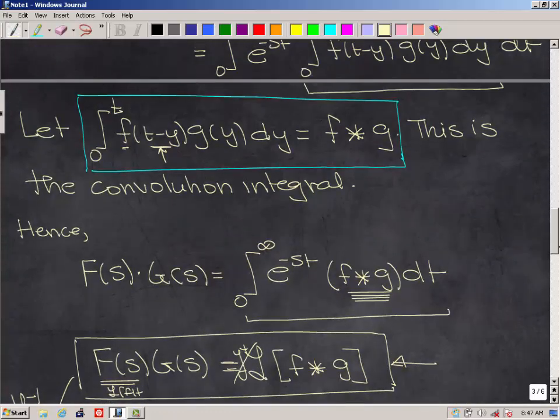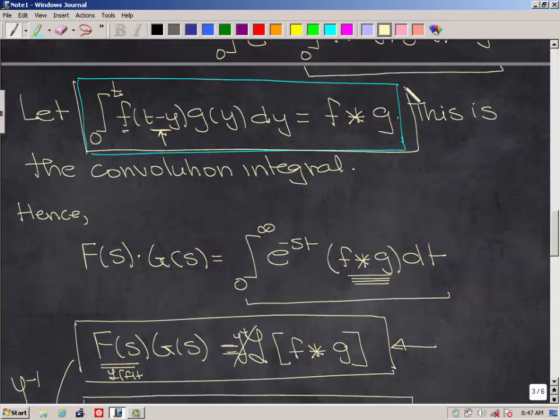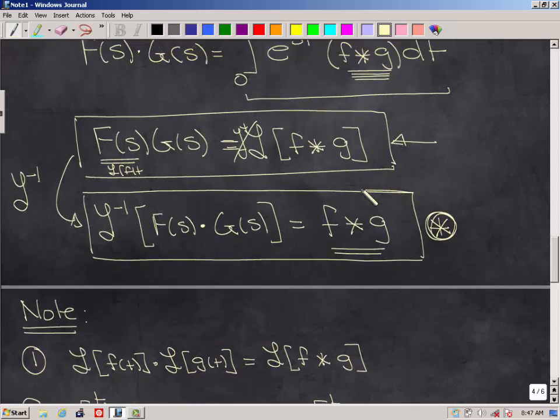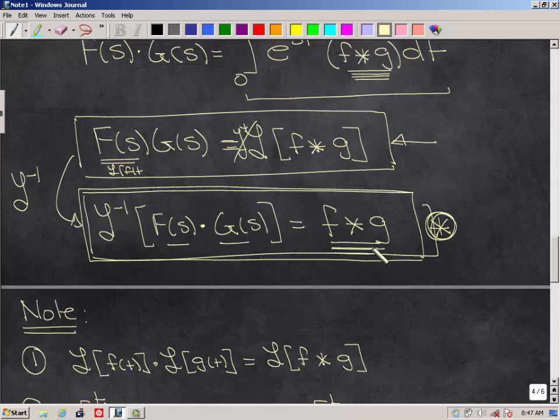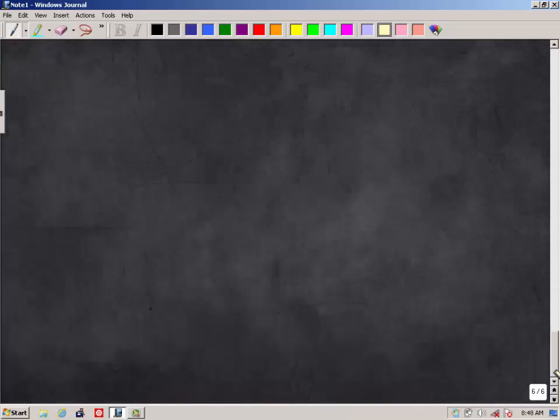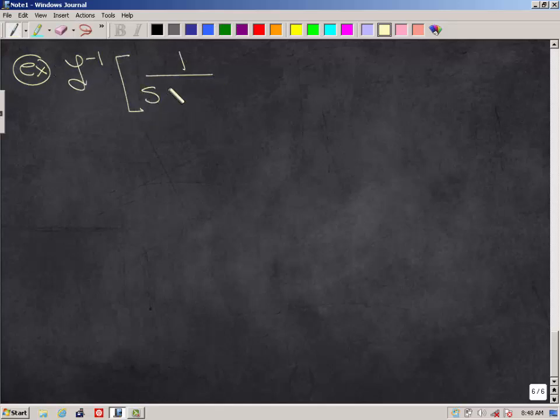So things to remember here: remember the convolution formula. This is the formula for convolution. And remember the fact that the inverse Laplace of a product of two transforms is the same as the convolution of the little f and little g functions for each of those transforms. Okay, so let me give you an example. Let's say that we want to find the inverse Laplace of 1 over s times s squared plus 1. Okay, we want to do that.